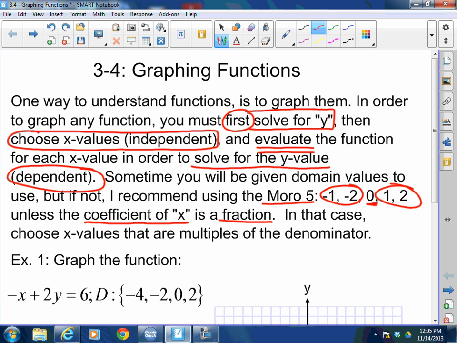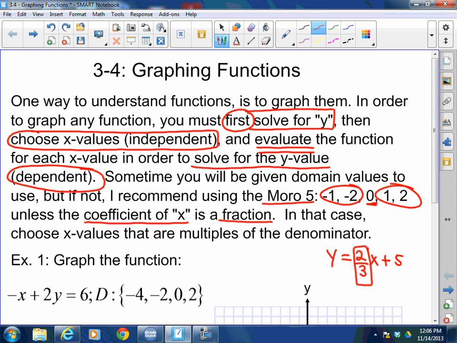In that case, choose x values that are multiples of the denominator. What I mean by that, if I have y equals, for example, 2/3 x plus 5, if I use my moral 5 here, I'm going to get fractions. And it's extremely difficult and time-consuming to graph fractions. So whenever you have a coefficient, that's the number that is being multiplied to a variable, to the x in this case, when you have a fraction being multiplied to the x, choose 0 and multiples of the denominator.